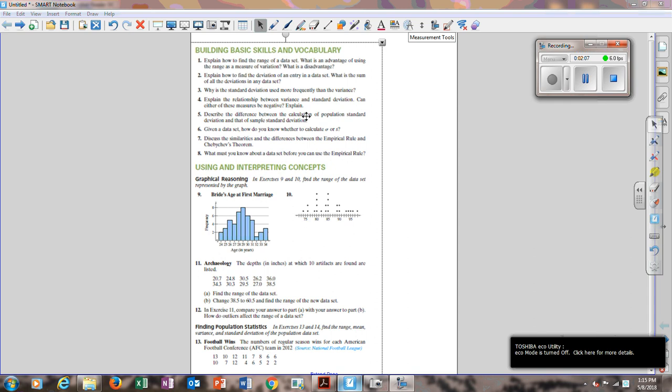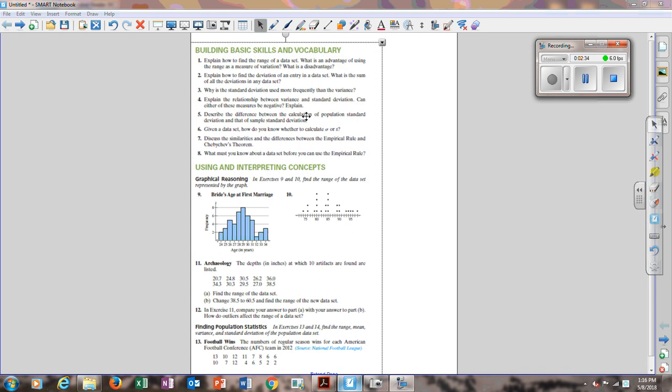Given a data set, how do you know whether to calculate sigma or S? So that would be either population standard deviation or sample standard deviation. Usually it'll tell you in the problem, like we surveyed 20 US adults. If it's 20 US adults, then it's going to be the sample because there are not only 20 US adults in all of America.